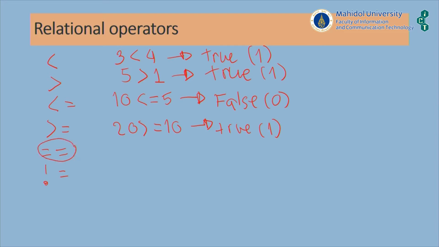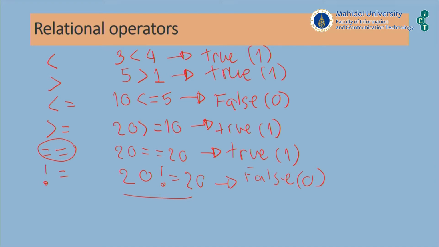This one means you are asking whether it's equal or not. So if I ask 20 equal to 20, they are both equal, so you get true here. If I ask 20 not equal to 20, you get false because 20 is equal to 20. So this expression is wrong.